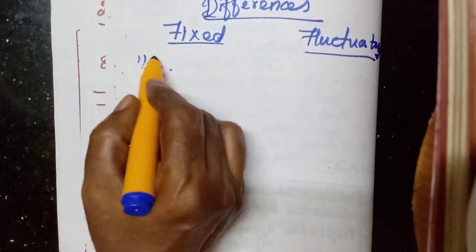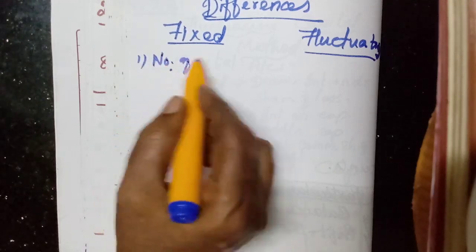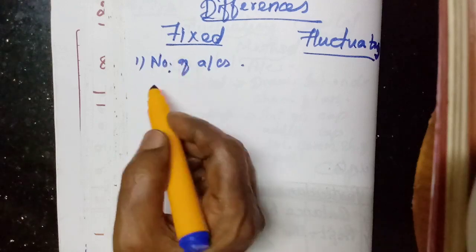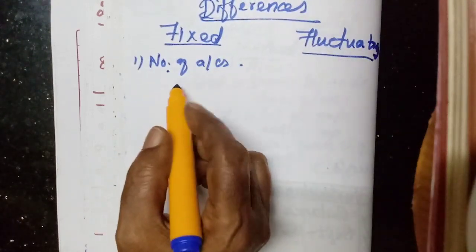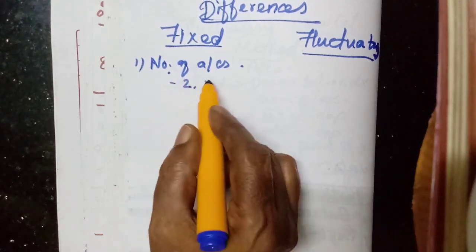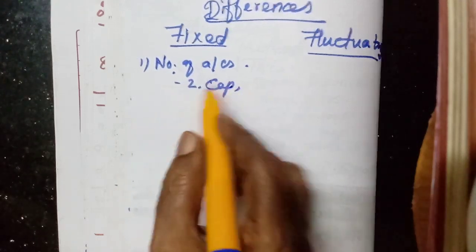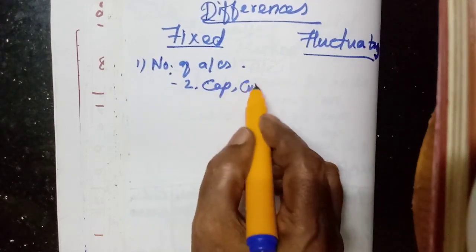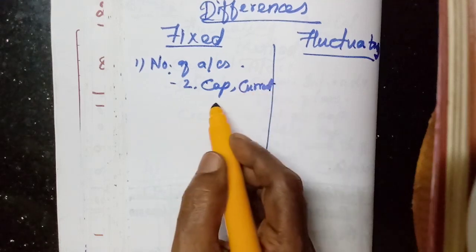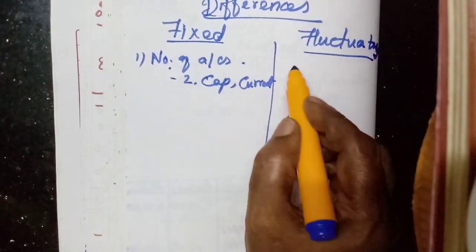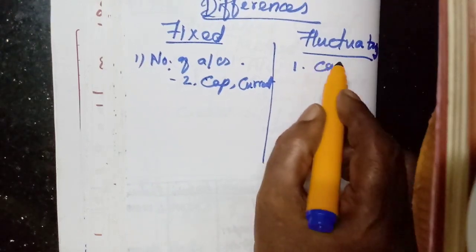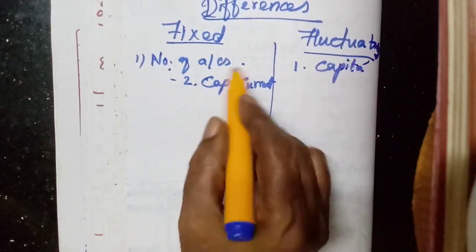Okay, first one, number of accounts, main thing. Okay, here in the fixed capital method, how many number of accounts we prepare? 2. What are they? One is capital accounts, the other one is current account. Okay, but here only one account is maintained, that is capital account of all the partners. Here all the partners only.